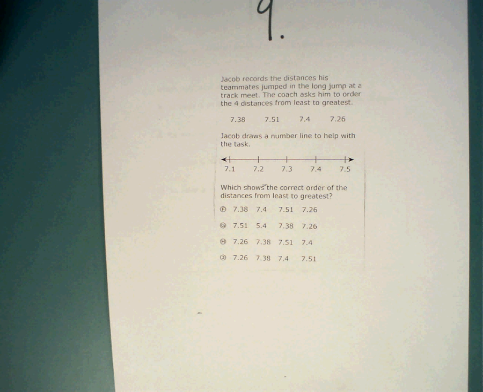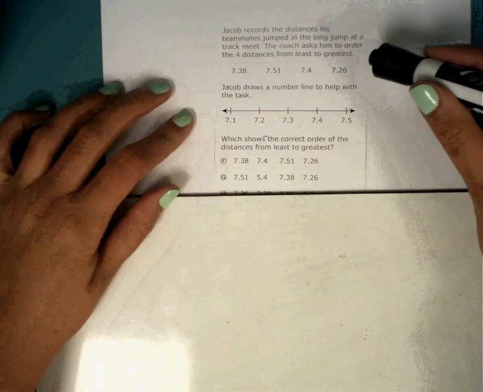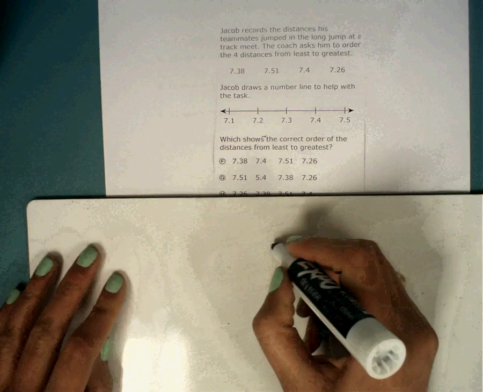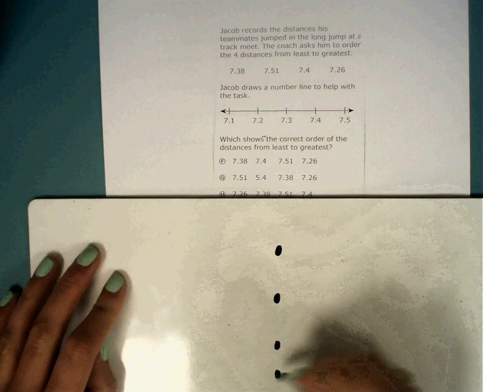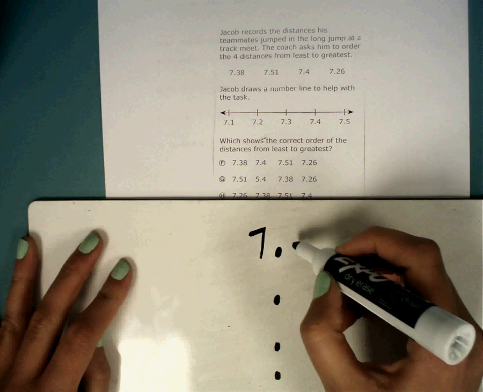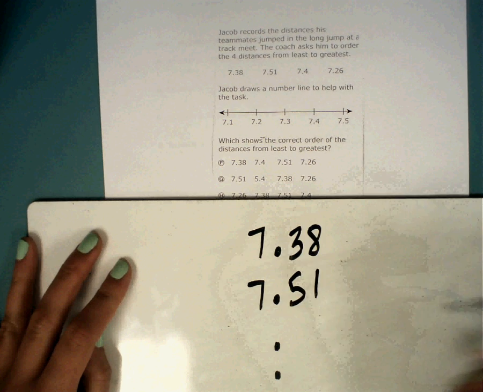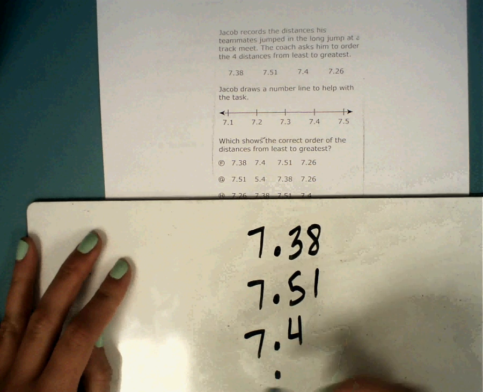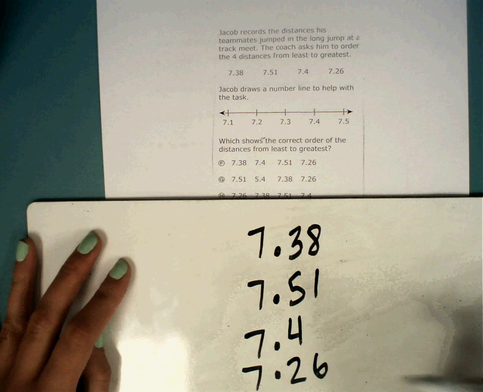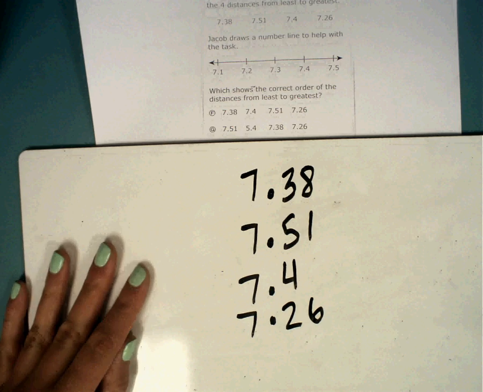I'm going to go ahead and write my 4 decimals because I'm ordering 4 different decimals. 2, 3, 4, and then I'm going to fill in my numbers. So 7.38, and then 7.51, 7.4, 7.26. What's missing? You got to fill in that 0 to complete your place value.